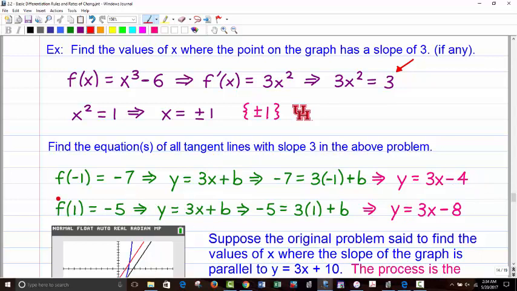Now for this one, when you put 1 in there, you'll get negative 5. 1 cubed minus 6 is negative 5. So I have y equals 3x plus b again. Put in 1, put in negative 5, I'll get negative 8 for b. So my other line will be y equals 3x minus 8.